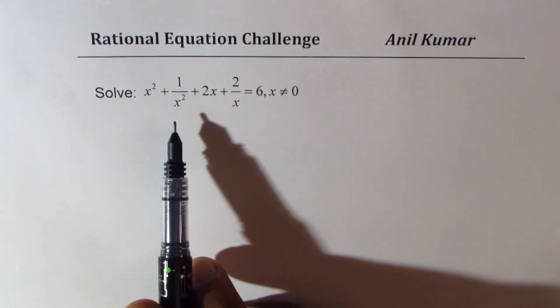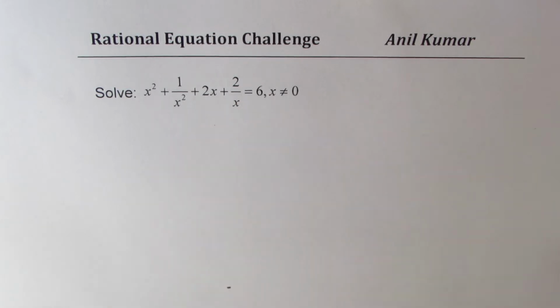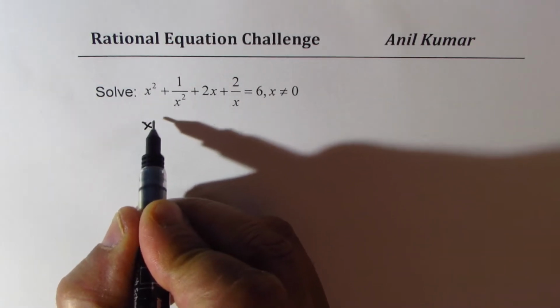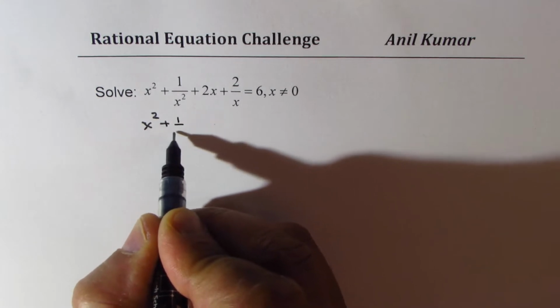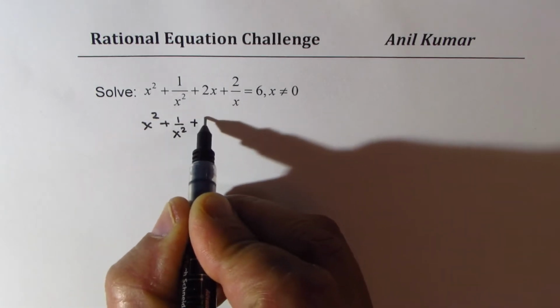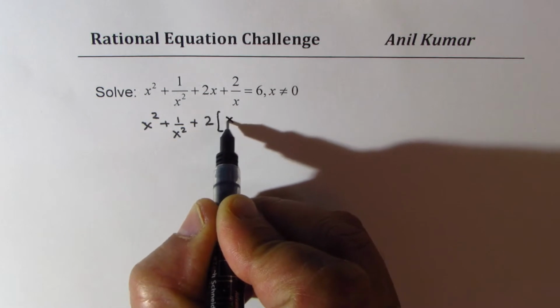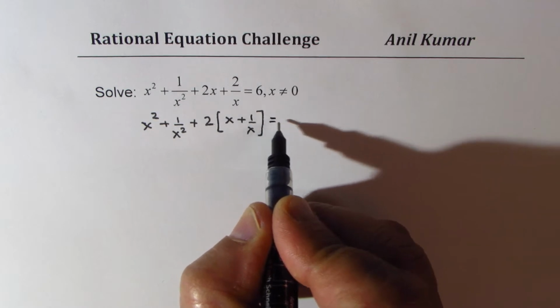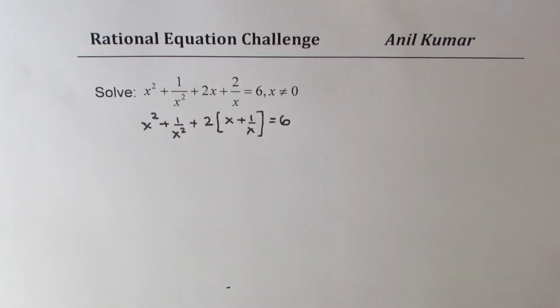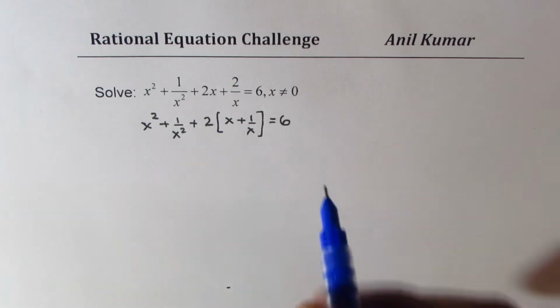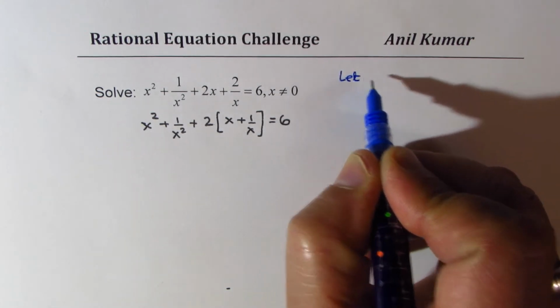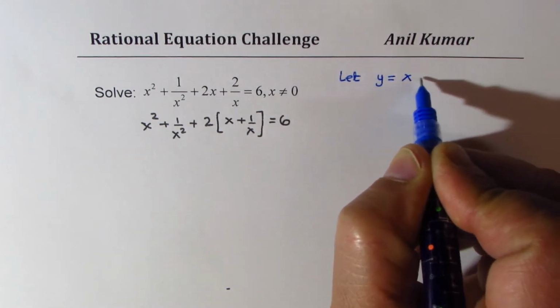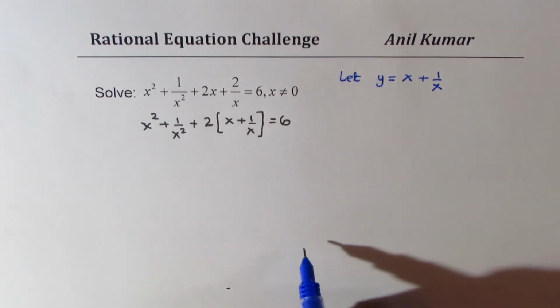We have x squared plus 1 over x squared, and here if I take 2 common, I could write this as x squared plus 1 over x squared, and taking 2 common from the other terms, 2 times x plus 1 over x, and everything equal to 6. Now to solve this, we can make a substitution. We could replace x plus 1 over x by some other variable. So let y equal x plus 1 over x.